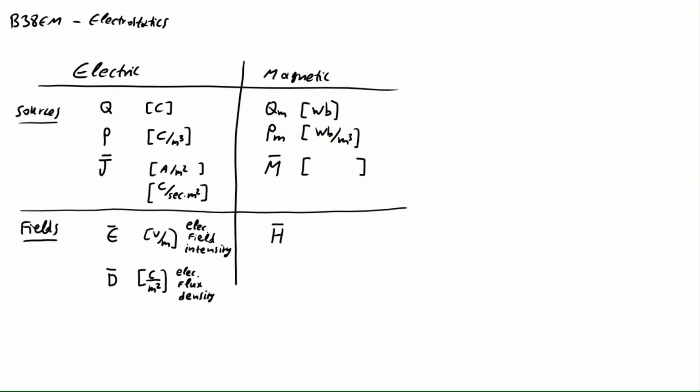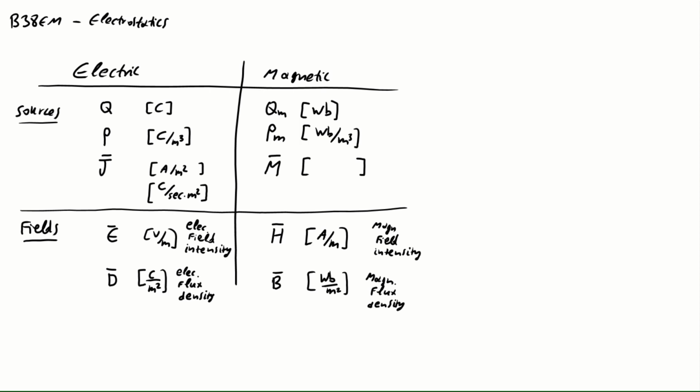We have magnetic field quantities, and that is the magnetic field H, which is measured in amperes per meter, and H is the magnetic field intensity. And we also have magnetic flux density, B, and this is measured in Webers per meter squared.